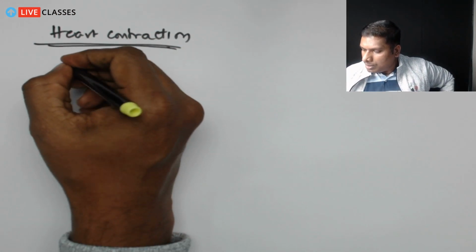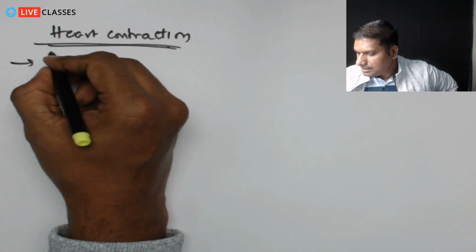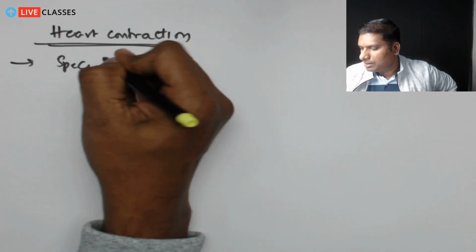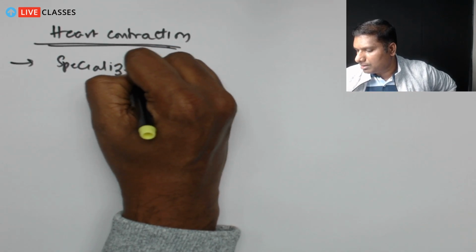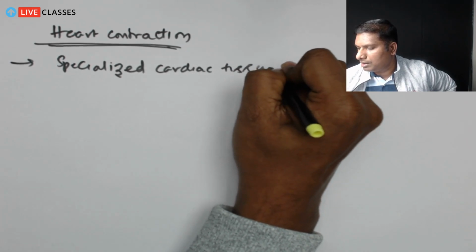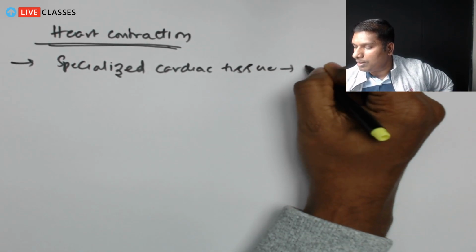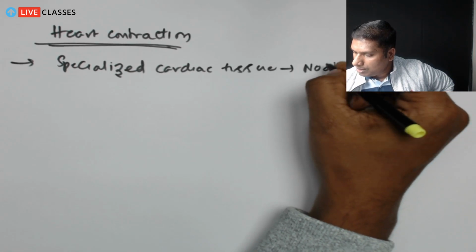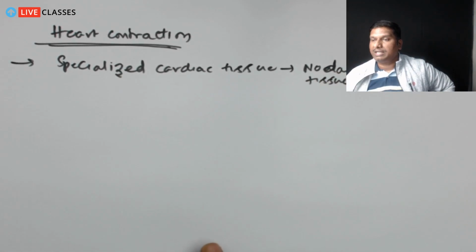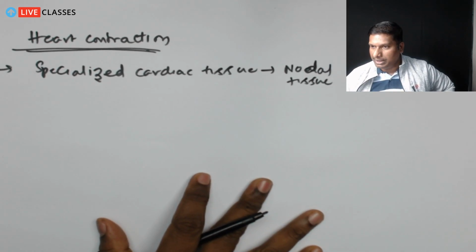Now, the heart has a specialized cardiac tissue called the nodal tissue.